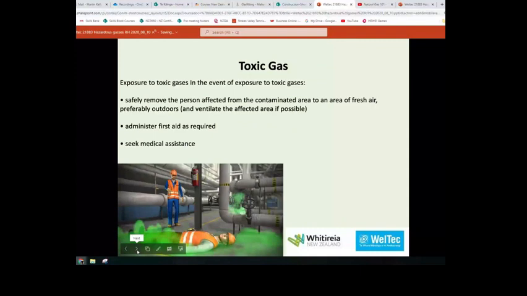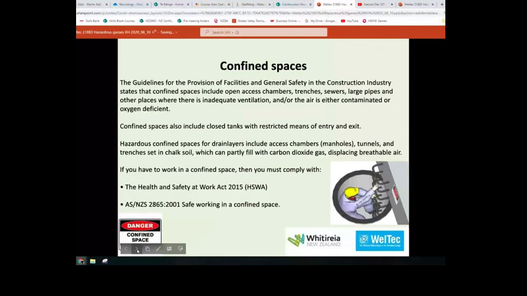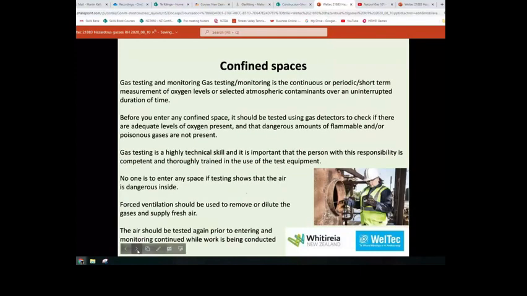Confined spaces, you do a separate unit training on that. I'm not going to dwell on that. I'm going to jump past that.